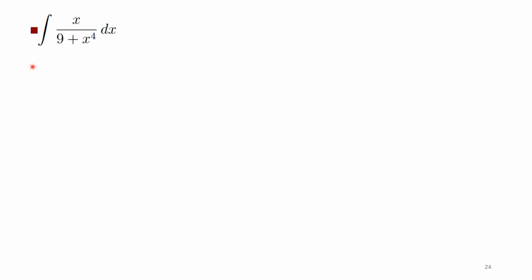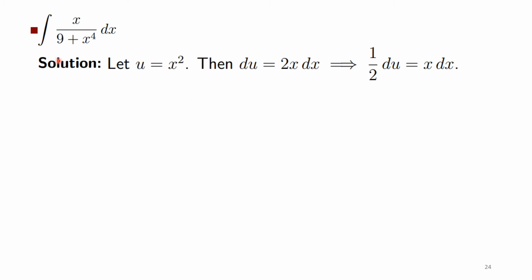Now for our next example, we're asked to evaluate the integral of x over 9 plus x to the 4th dx. As for the solution, we can let u be equal to x squared. Notice that 9 is actually 3 squared, and x to the 4th is the square of x squared. So we can rewrite this as u equals x squared, so that your du now becomes the derivative of this, which is 2x dx.